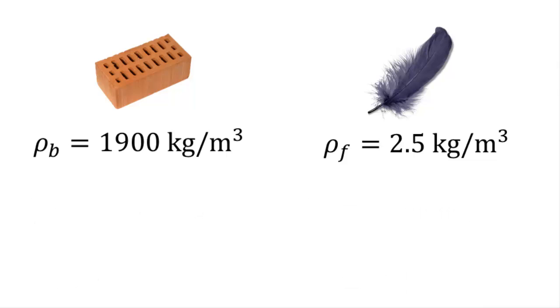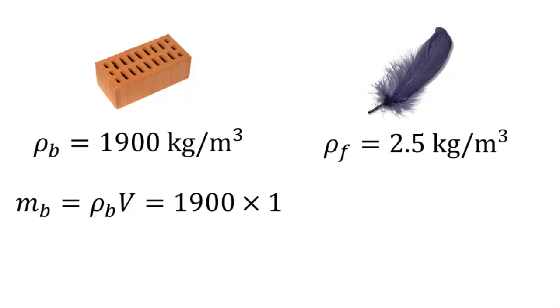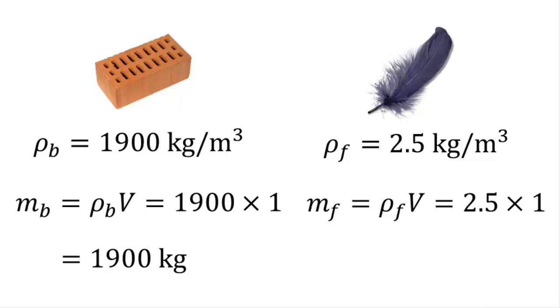Let's look at the problem in another way. Let's consider 1 cubic meter of brick and 1 cubic meter of feathers and work out how much mass there is. Transposing the density equation for mass gives us mass being equal to the density multiplied by the volume. So for the brick, it's 1,900 kilograms per meter cube multiplied by 1 meter cube to give us 1,900 kilograms, or 1.9 tons. And for the feather, it's 2.5 kilograms per meter cubed multiplied by 1 meter cube, or 2.5 kilograms. So we can see that 1 cubic meter of brick will be substantially heavier than 1 cubic meter of feather.